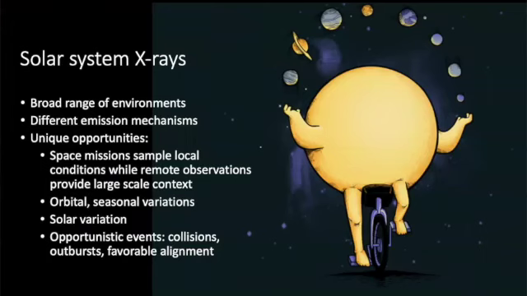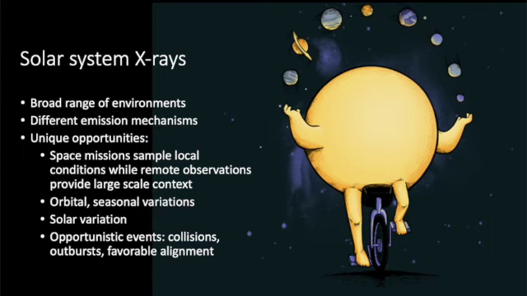So this is a brief overview of my talk. Solar system X-rays are very interesting because they sample a very broad range of environments and therefore of astrophysical processes that occur. In our solar system, you of course have the sun, but you also have rocky planets, some with atmospheres, some without atmospheres, as well as the giant planets, which provide extreme conditions in terms of magnetic fields and radiation environments. Also, the solar system provides many unique opportunities. We have space missions that fly to those objects and can sample local conditions. At the same time, remote observations can provide the large-scale context by which the X-rays are produced.